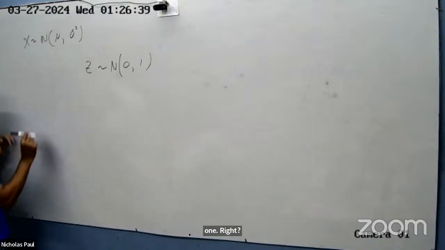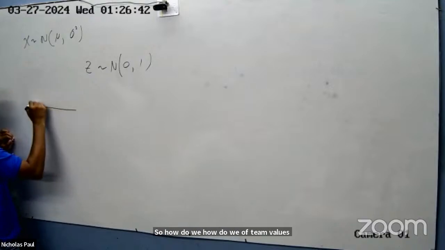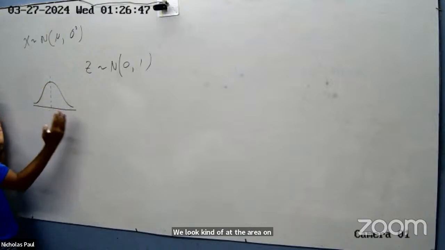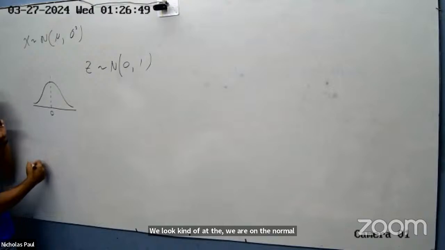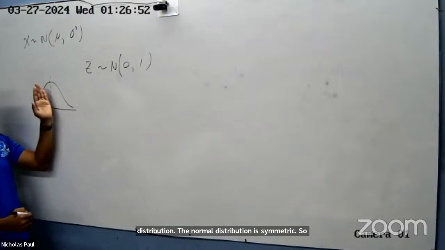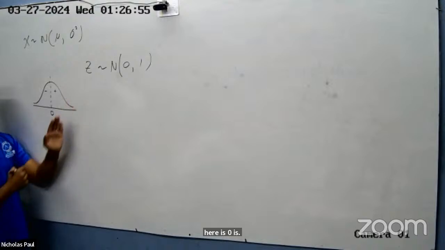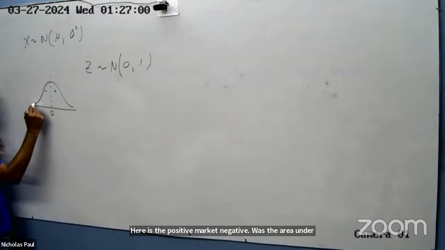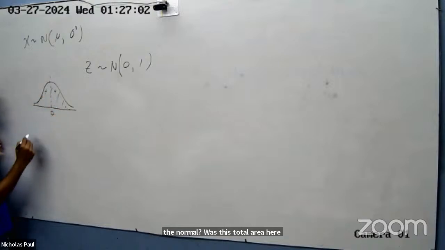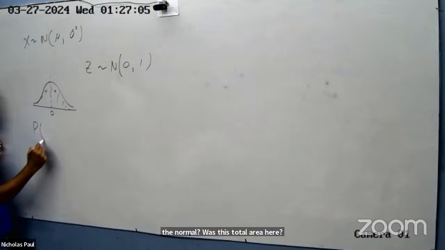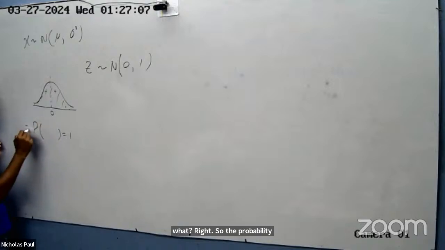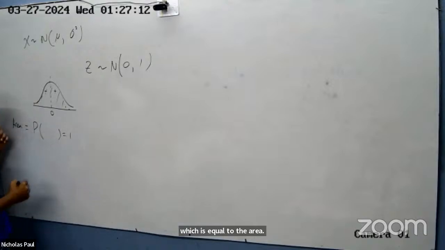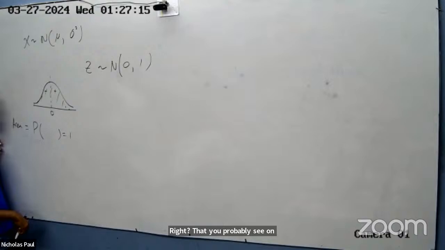Well, in order for us to get our probability values, we look at the area under a normal distribution. The normal distribution is symmetric. So here is 0, here is the positive half, here is the negative half. What's the total area here? If I were to add up every single thing here, that area is what? The probability underneath there is 1, which is equal to the area. So the probability underneath all distributions is 1.